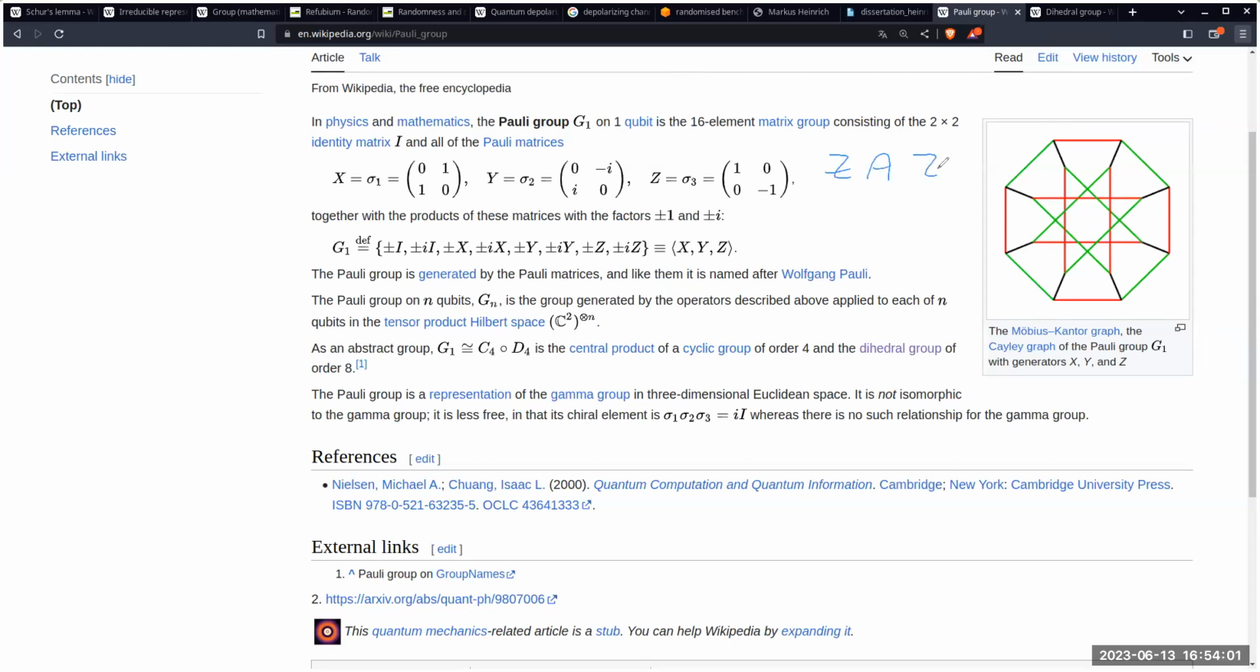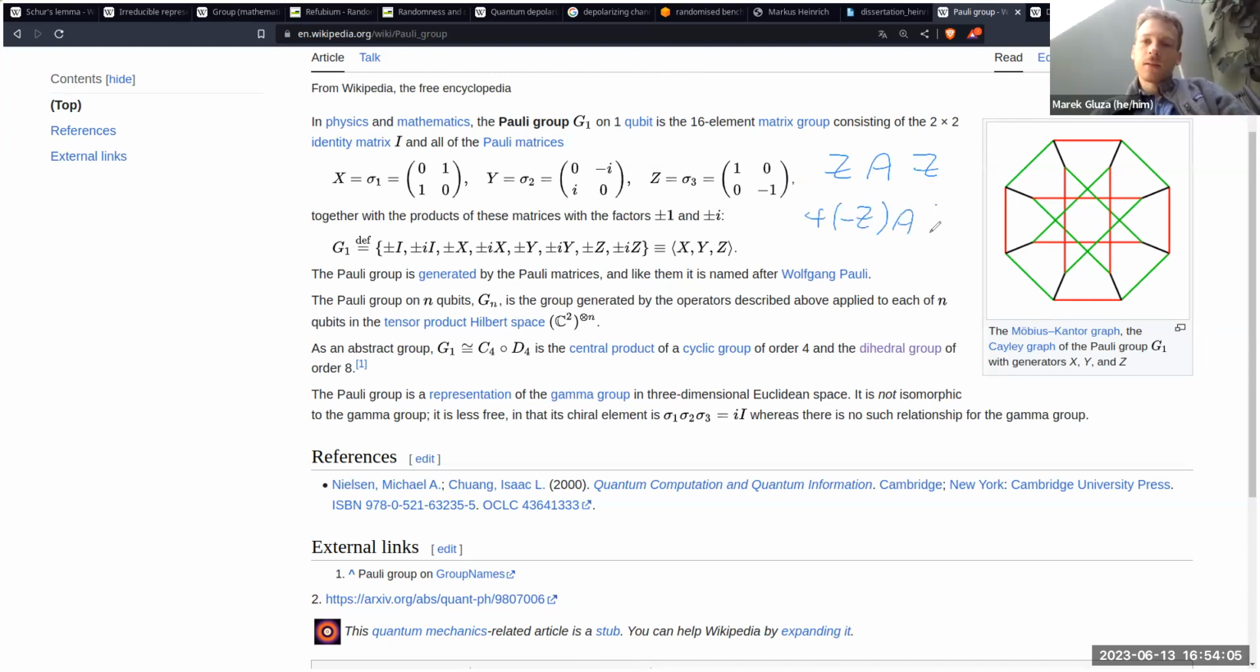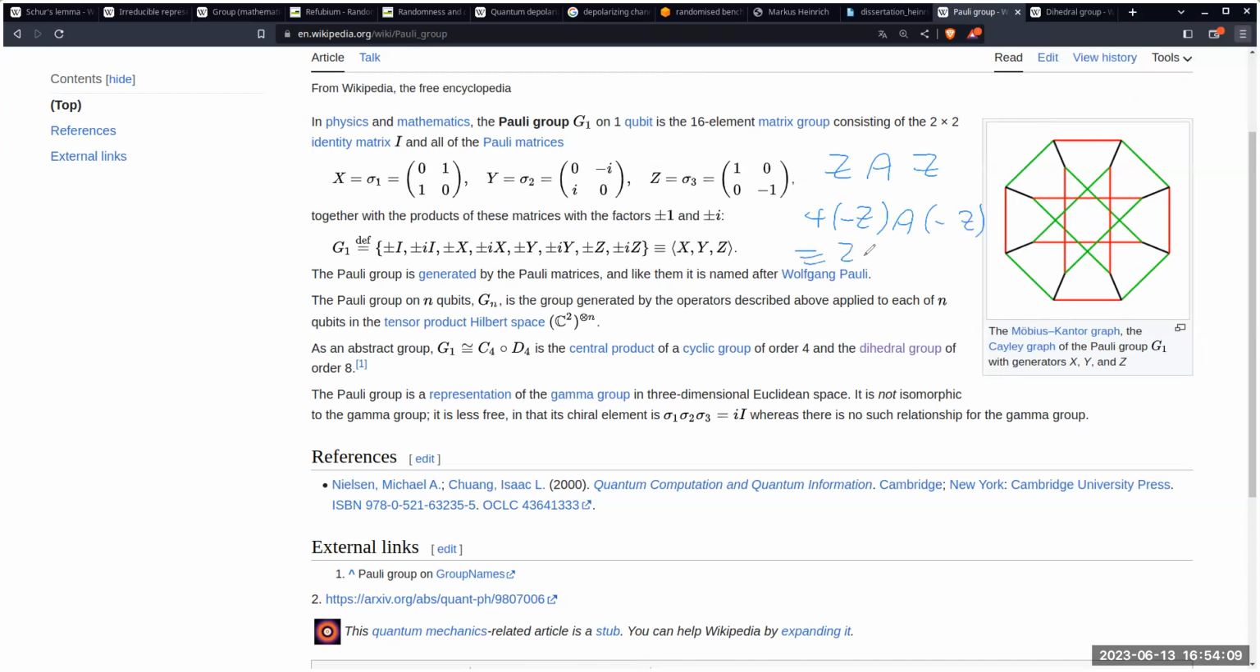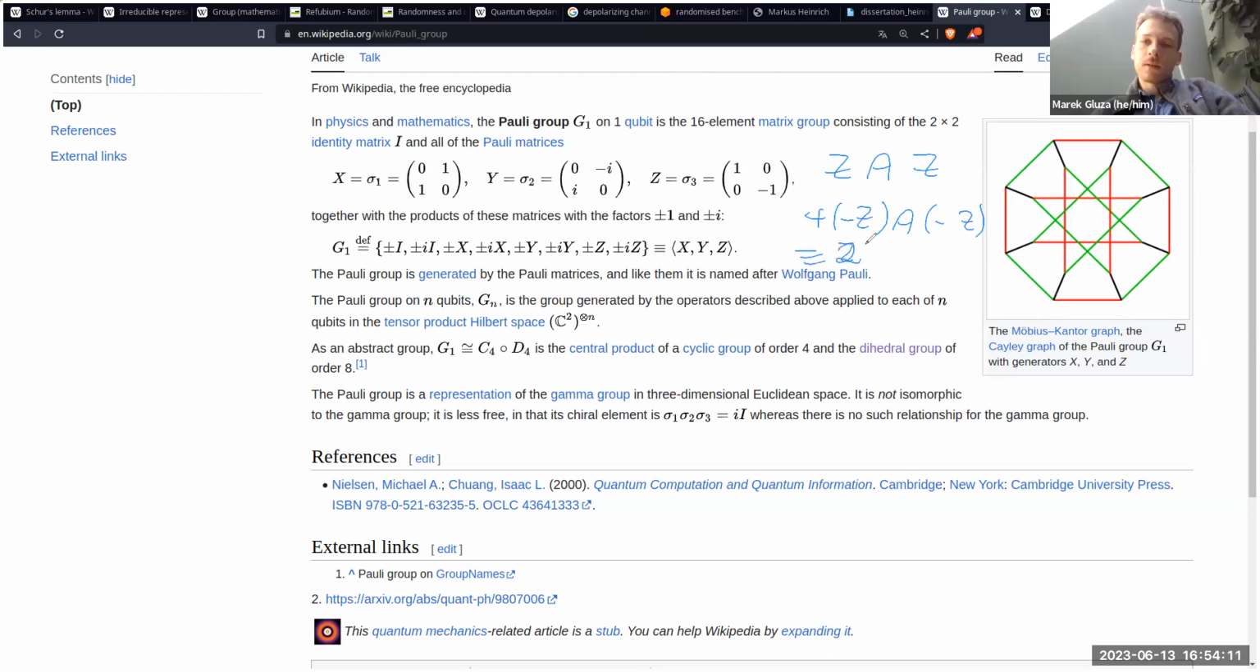the imaginary part of the Y operator, because I can take this minus Z, but this is equal to 2 times Z. So if I forget the i's, this will be fine.